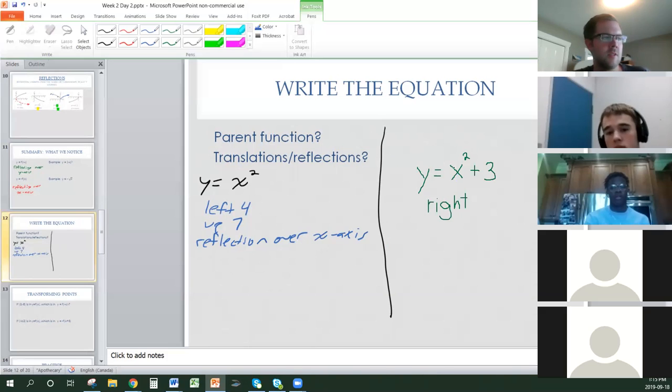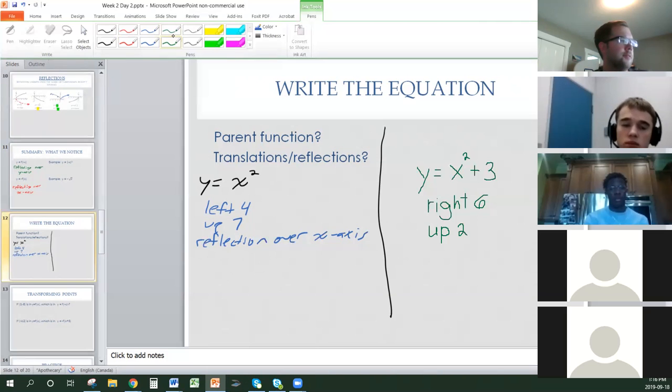And Freddie, I assume this is you? Yes. Okay, excellent. So what's interesting on this, Freddie, is that the parent function is actually already shifted, which is neat. I'm perfectly fine with that. So it's right 6, up 2, and then reflection over which axis? Let's do y-axis. Okay.